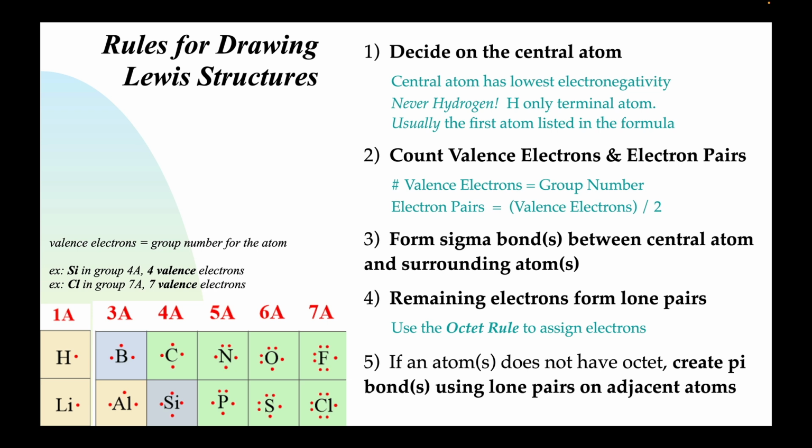A pi bond is also known as a double bond if there's one extra pi bond, or a triple bond if there's two extra pi bonds, which we'll see in other higher level chemistry courses. But for right now, this gives you a rough overview as to how this works, and we'll see some examples here in a little bit.